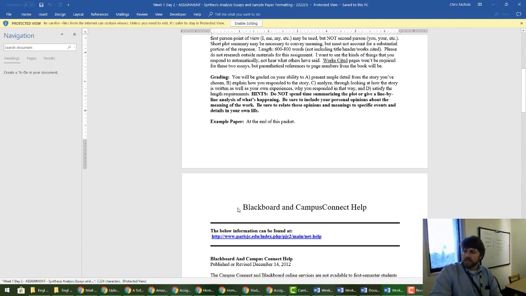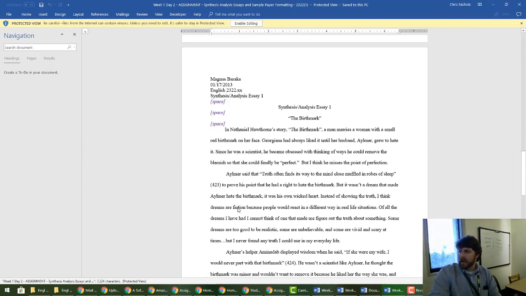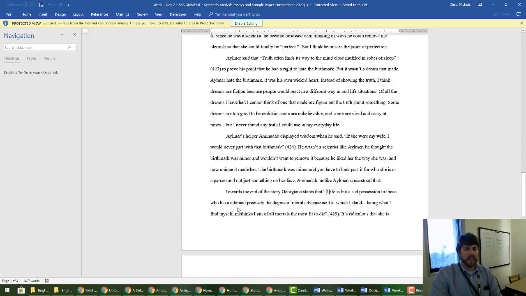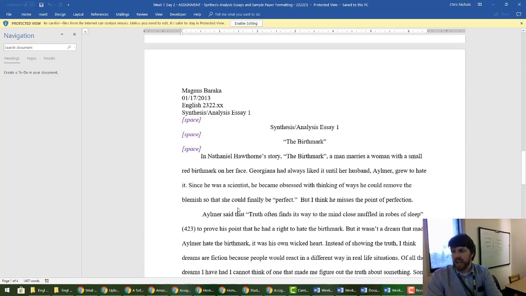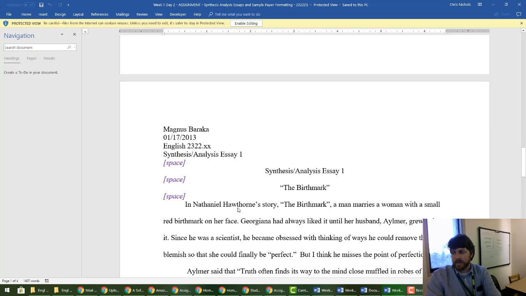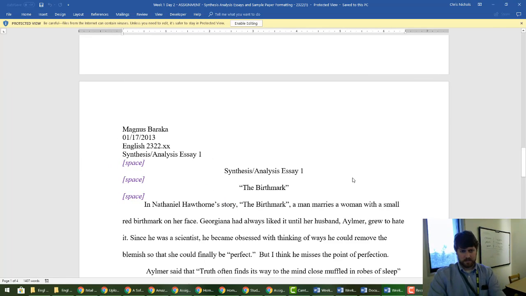In Nathaniel Hawthorne's story, The Birthmark, a man marries a woman with a small red birthmark on her face. Georgiana had always liked it until her husband Aylmer grew to hate it. Since he was a scientist, he became obsessed with thinking of ways he could remove it so she could finally be perfect. But I think he misses the point of perfection.